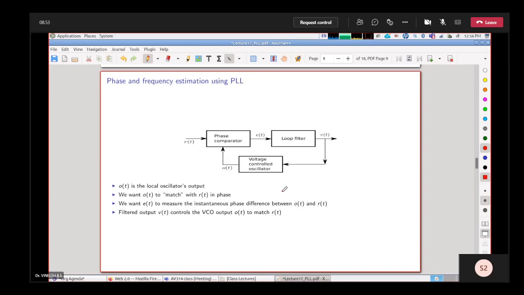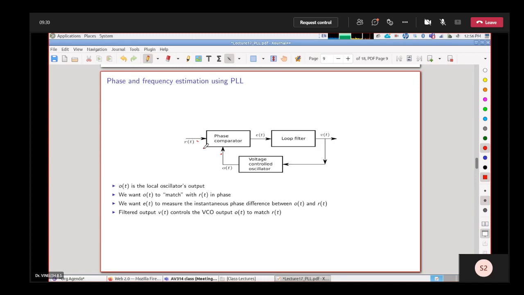Now we come to the phase lock loop. The phase lock loop is a closed loop system which contains 3 main components. You have something called the phase comparator. The phase comparator is used to compare the phase angles in its 2 inputs. We'll see what exactly this phase comparator is and how it works.